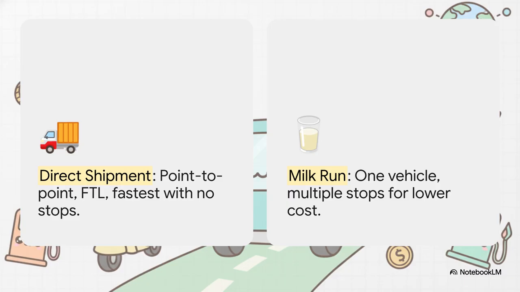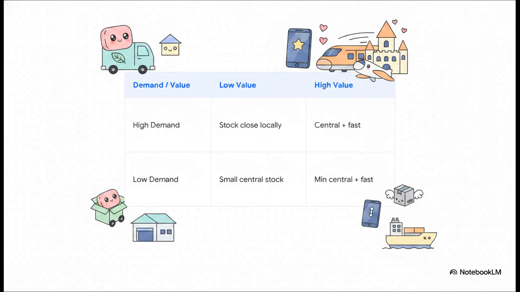Finally, cross-docking uses a distribution center purely as a transshipment point. Goods arrive, they get sorted, and they leave within 24 hours with absolutely zero storage cost. The crucial thing here is knowing exactly when to deploy each of these networks. To make that decision, we have to match the transport strategy directly to the product profile. This 2x2 matrix is incredibly useful for that.